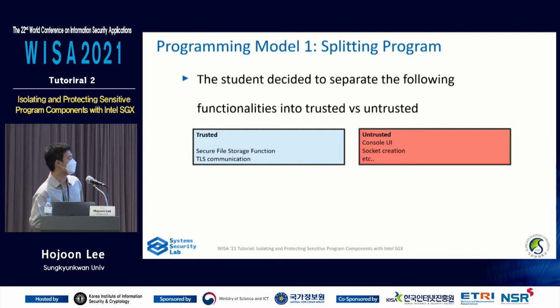But as you can see, some parts are still left outside, such as the console UI, where you print the message onto the console to ask for the password. And also, if you check the source code, there's socket creation that is happening in the untrusted territory. Anyone can guess why? Why are we creating the socket in the untrusted?